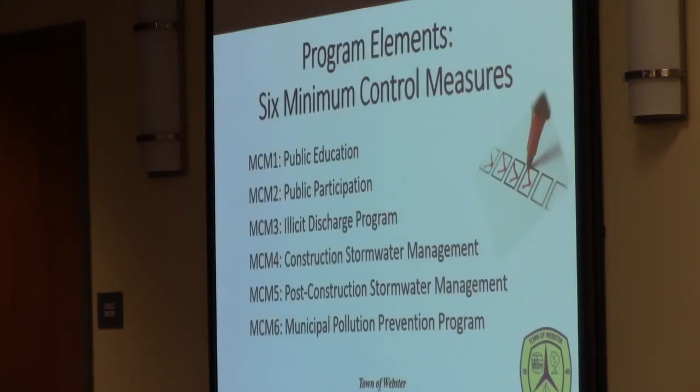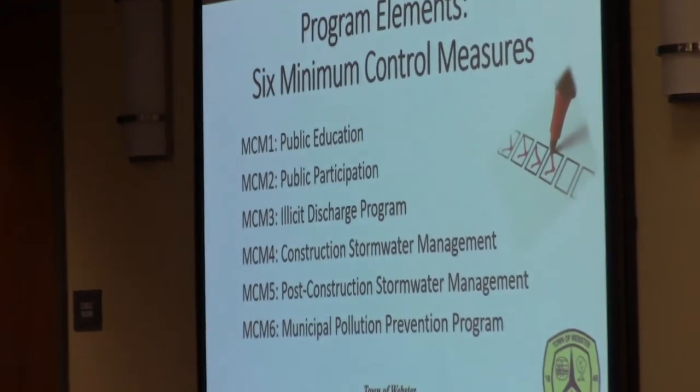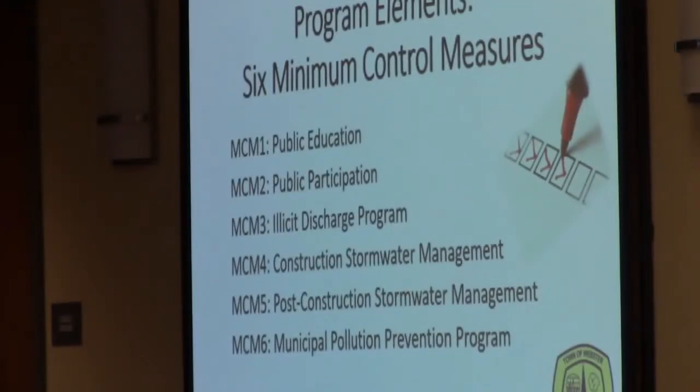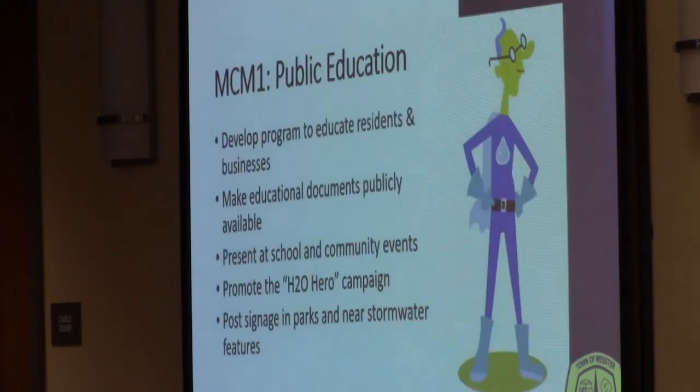There are 6, they call them minimum control measures, so that's what MCM stands for in all these items that are a part of this program. So it's public education, public participation, illicit discharge, construction stormwater management, post-construction stormwater management, and municipal pollution prevention. So I'm going to go over all of these items. So the first one, public education.